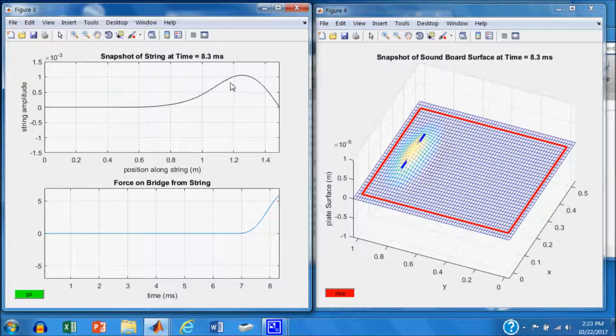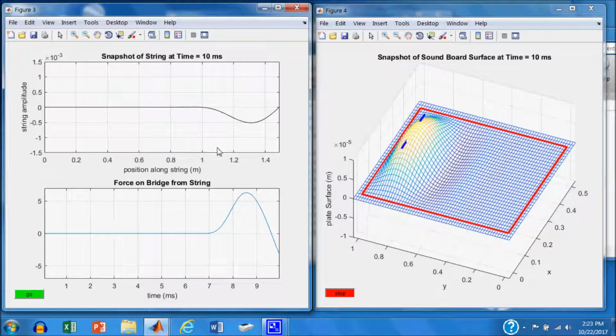Okay, now the pulse hits the bridge, starts to pull up on the bridge, so the force is positive, starts to rise. You can see there's some displacement here, right around where the bridge is located, which you would expect. Okay, now the string reflects off the bridge and inverts, and now the string is pulling down on the bridge, so we have a negative bridge force, and you can see some activity over here. The first pulse is starting to propagate down the soundboard.